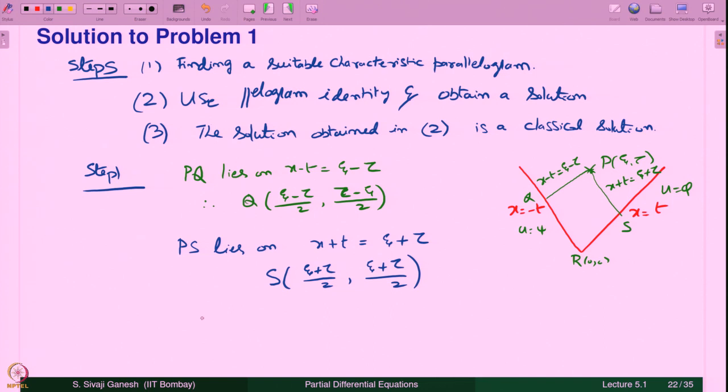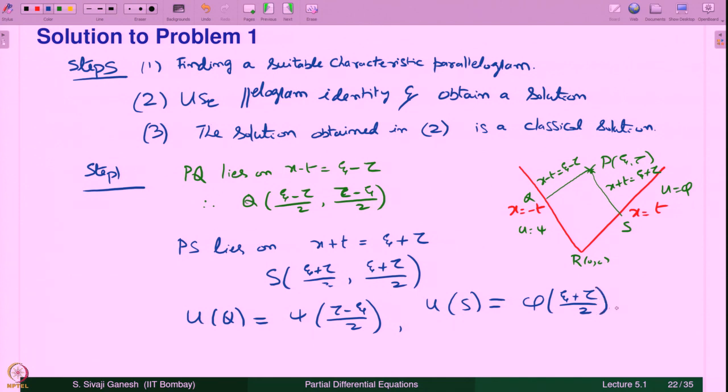Therefore, we have to find what is u of Q. So, u of Q is given in terms of psi. So, psi of (tau minus xi)/2 and u of S is given in terms of phi, that is phi of (xi plus tau)/2. And what is u of R? u of R is u of 0, 0 and that is equal to phi of 0. Of course, we have assumed that is equal to psi of 0 by assumption. You may call it the compatibility condition.